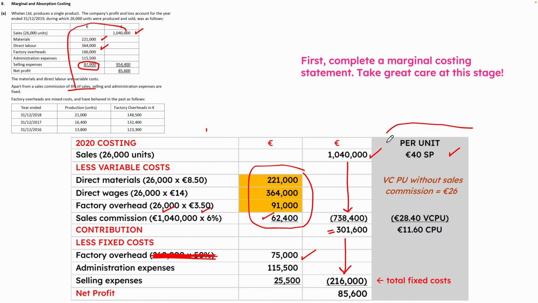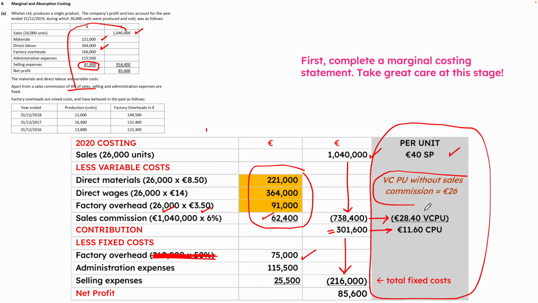Just taking a look now at the per unit basis, right? The per unit here, we said it was €40 selling price per unit. The 738,400 divided by 26,000 units is €28.40 variable cost per unit. And the contribution per unit then, 301,600 divided by 26,000 units is €11.60. Now, what am I doing here with this here? How do I get this?